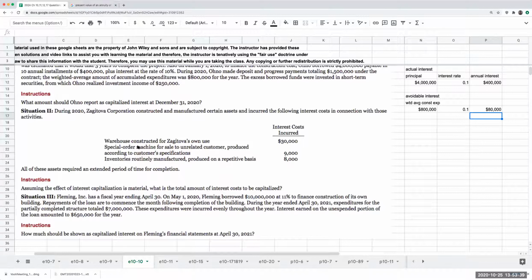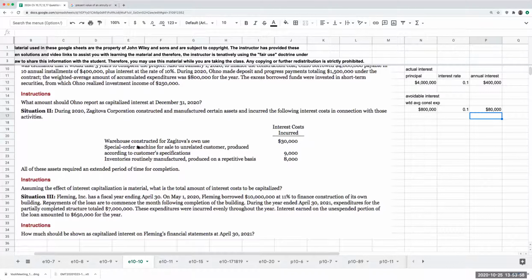So over here, inventories. Inventory is routinely manufactured, produced on a repetitive basis. That will not be capitalized. So even if I'm borrowing against my inventory, that's not going to be something I'm going to capitalize interest on. It's really for special, basically self-constructed assets.